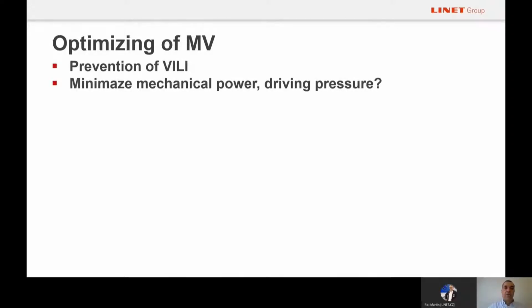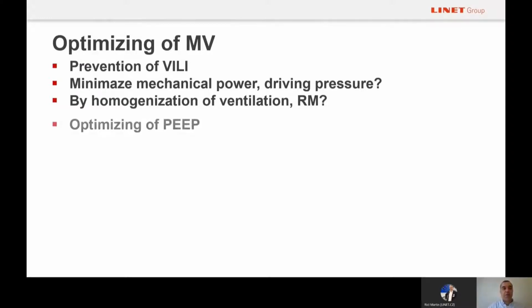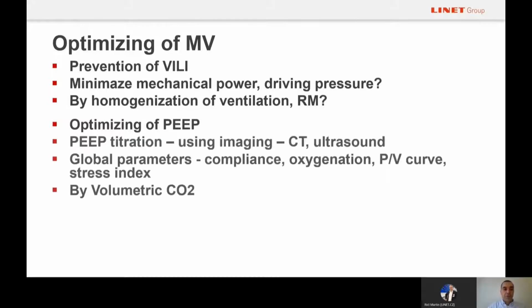We have to, or should, prevent ventilator-induced lung injury by minimizing mechanical power and minimizing driving pressure. How? Maybe by homogenization of ventilation; we maybe can perform some recruitment maneuver. We have to optimize PEEP by PEEP titration using some imaging, CT, ultrasound, some global parameters, compliance, oxygenation, PV curve. We can analyze stress index.